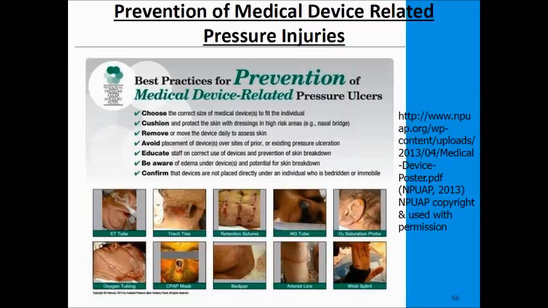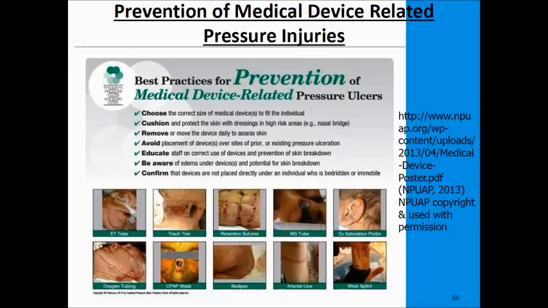O2 saturation probes. A lot of times these are repositioned about every 2 hours. So every time you reposition the patient, you can reposition the O2 probes so they don't get a pressure injury to those ears. So like we said, they can become a stage 3, stage 4 very easily in these areas.